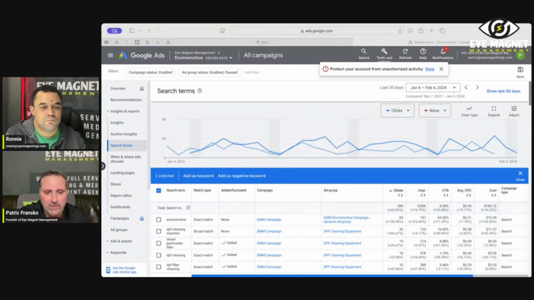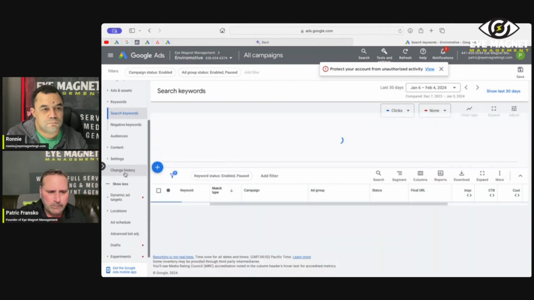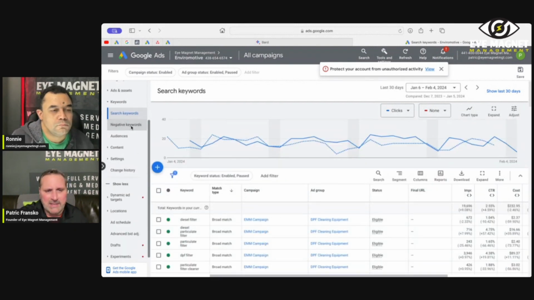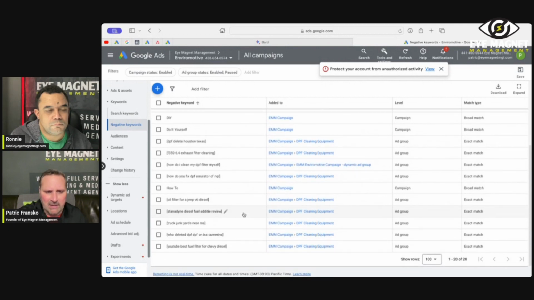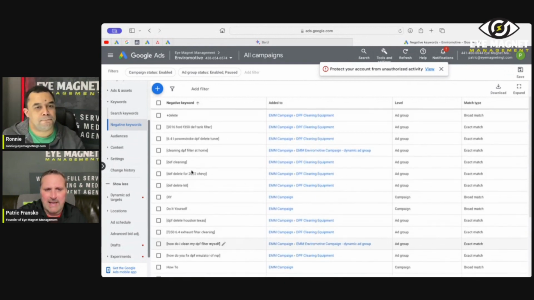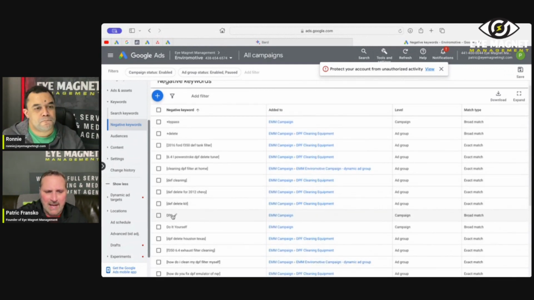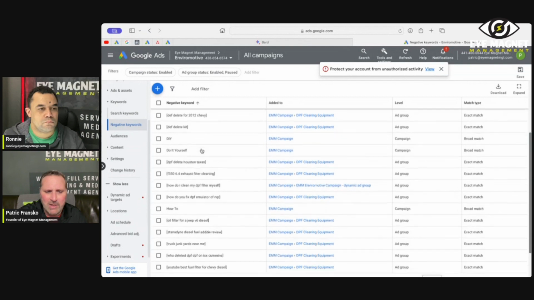You can also set up negative keywords. I'm going to jump back over so I can show you. If you look where your keywords are, you'll see there's a tab that says negative keywords. This is a list. Right now they've got 20, and you see I just added these two that I sent over to the negative keywords. The other negative keywords are things like DIY and delete, which in this industry, a lot of people try to delete the filter we're talking about. So we don't want to come up for that.